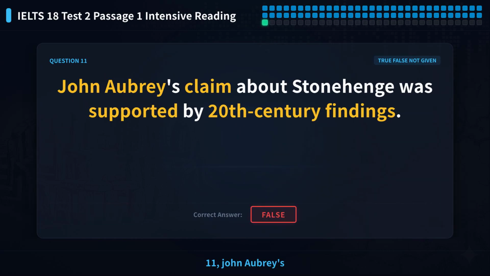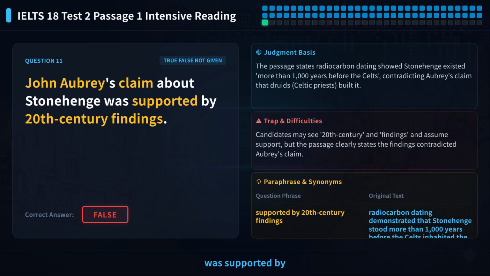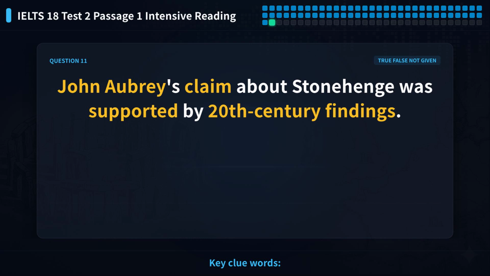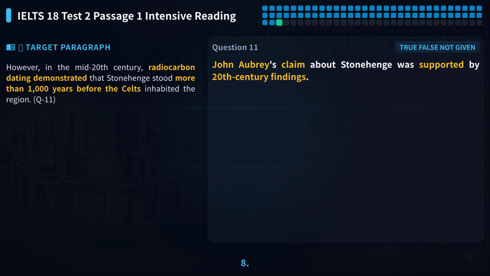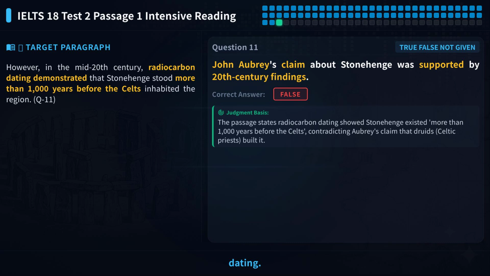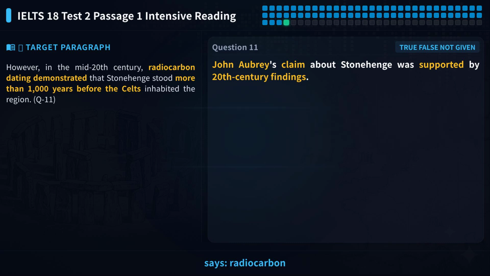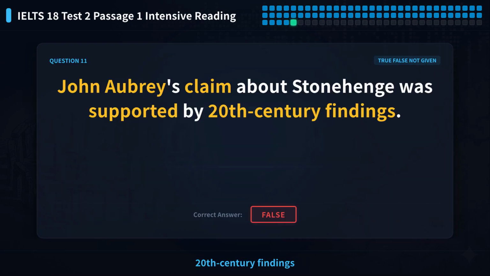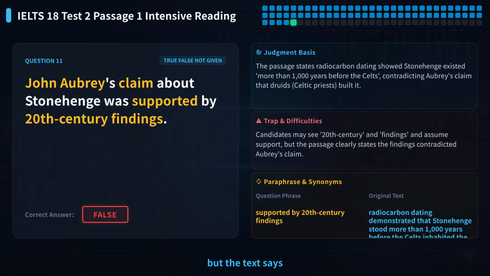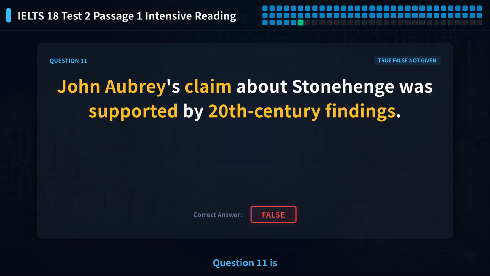Let's look at question 11. John Aubrey's claim about Stonehenge was supported by 20th century findings. Key clue words: "supported by 20th century findings." Locate paragraph 8. Scan for the landmark word "radiocarbon dating." The original text says, "radiocarbon dating demonstrated that Stonehenge stood more than 1,000 years before the Celts inhabited the region." The statement says 20th century findings supported Aubrey, but the text says radiocarbon dating showed Stonehenge was over 1,000 years older than the Celts, directly disproving Aubrey. This is an opposite replacement. So the answer to question 11 is false.